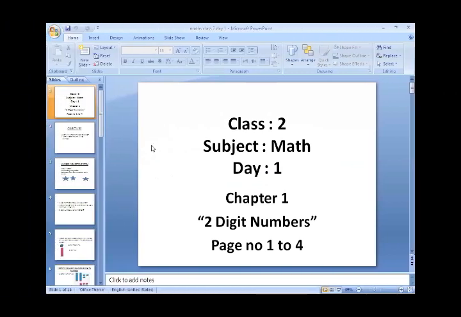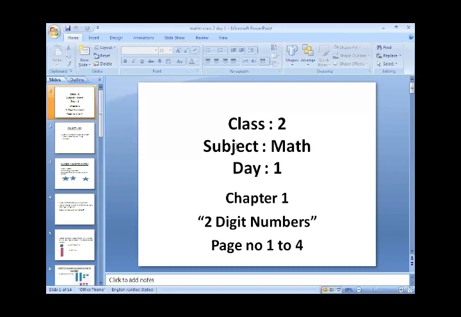But before starting the lecture, I will give you some instructions. You must sit with your textbook, rough copy and stationery box. You will not leave in the middle of the lecture. You will listen to the full lecture carefully and you will not get involved in any other activity during the lecture.